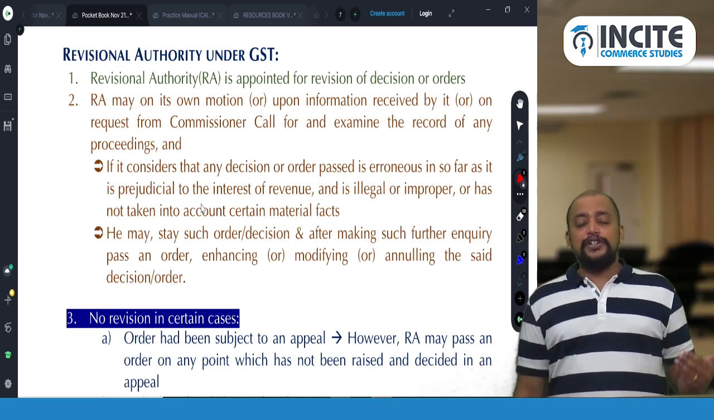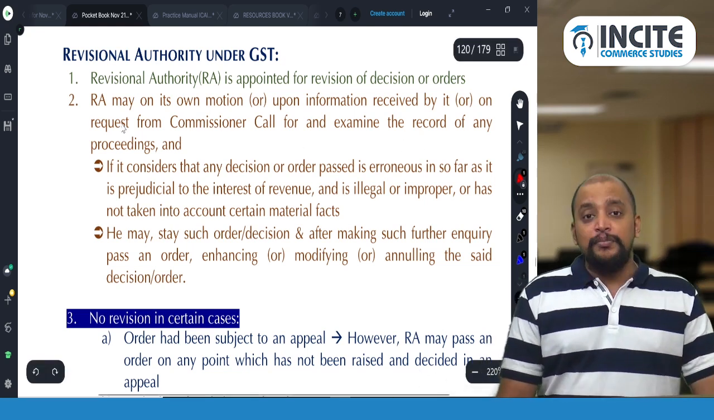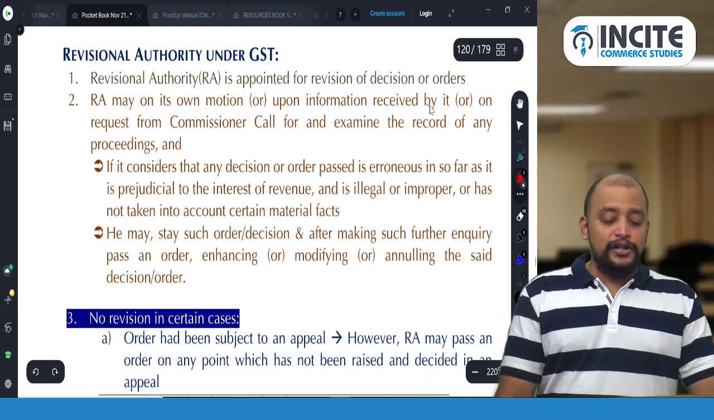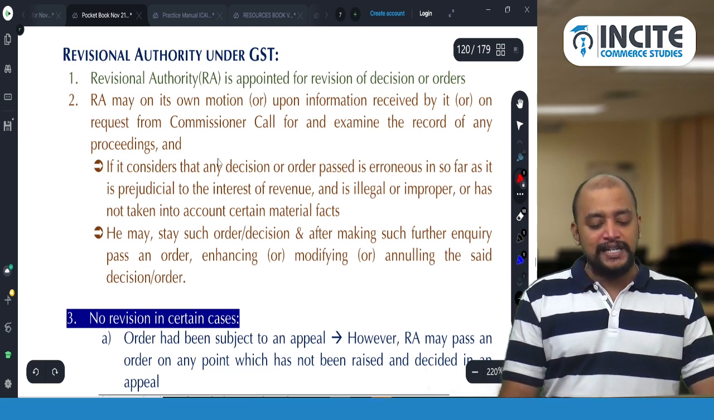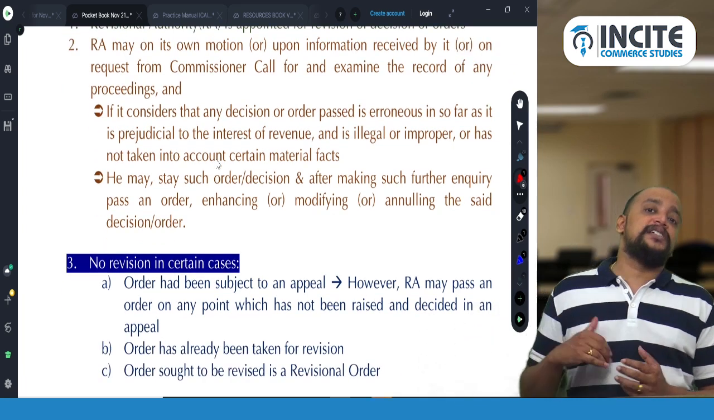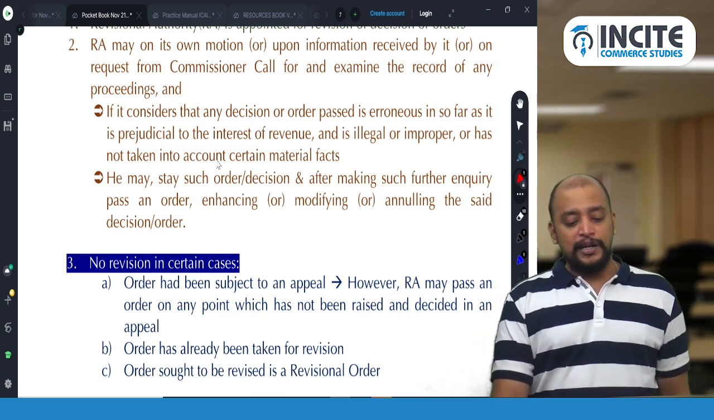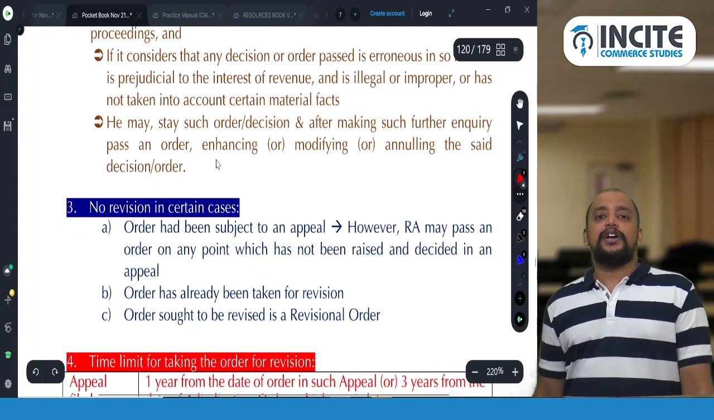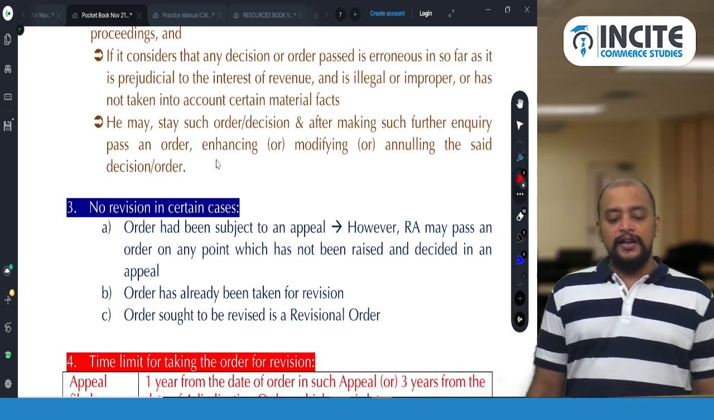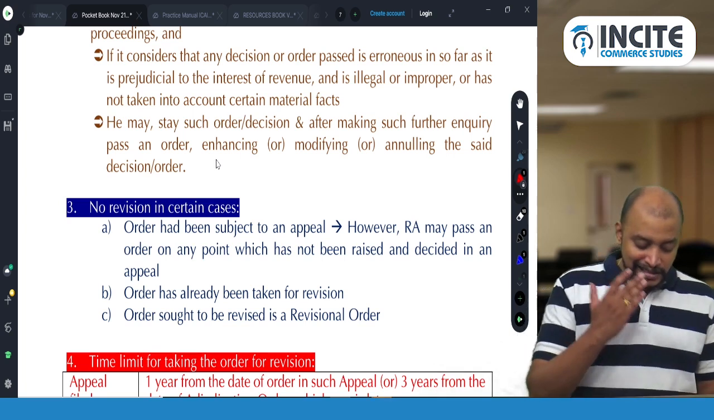Okay. So the revisional authority is appointed for the purpose of revision of orders, and may on its own motion, or upon information from the commissioner, or based on the information received by it, call for and examine the record of any proceedings. If it considers that any decision that is passed is erroneous, insofar as prejudicial to the interest of the revenue, or is illegal or improper, or has not taken into account certain material facts, then it may pass an order, either enhancing, modifying, or annulling the said decision or order.